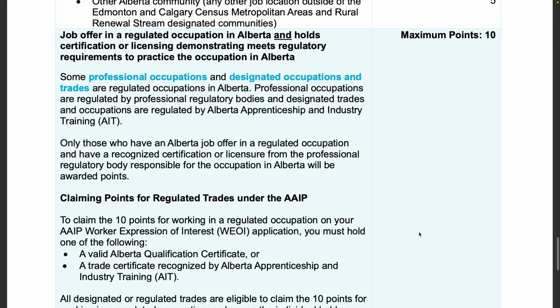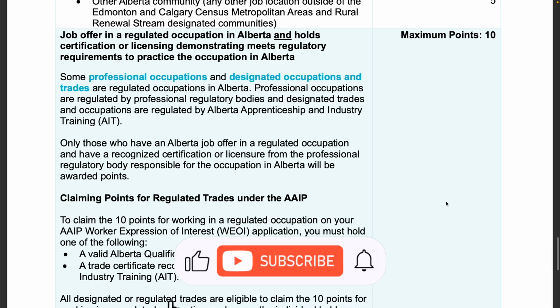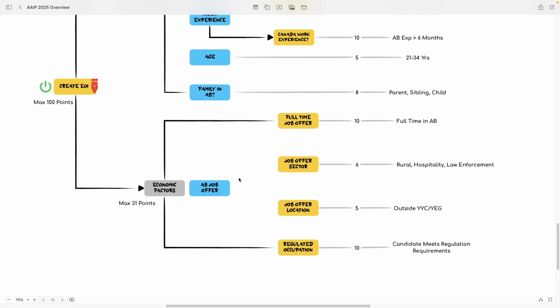So this is very interesting for me, really interesting, that your one job offer, one document, can get you all of these 31 points, provided you check all the correct boxes. So for example, you landed a job as, say, an electrician, which is regulated in Alberta, in a rural community, obviously outside Calgary and Edmonton, and it's a full-time job. Then that just one offer lands you 31 points. As simple as that. You don't have to worry about other criteria of this particular factor.